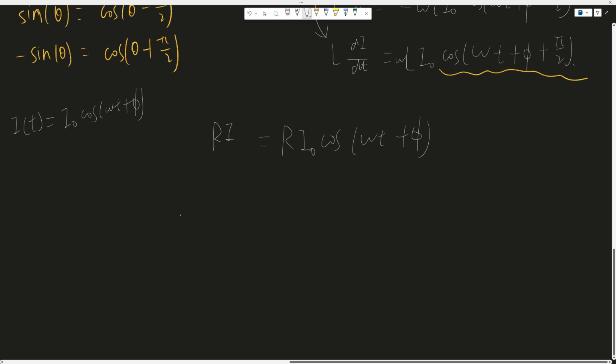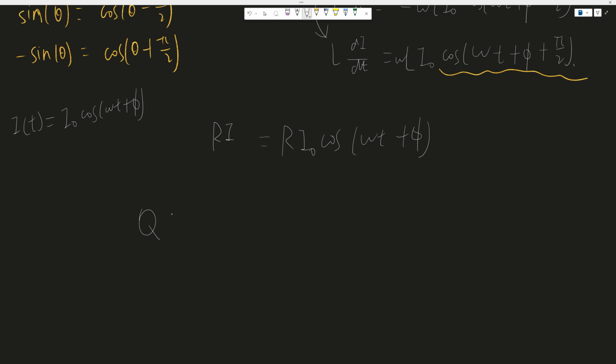What do we know about Q? Q, as we know it, represents charge. Its unit is coulombs. And so it is the integral of the current with respect to time. Why? Because current just measures how much charge flows through every second. And if we take the integral of that, we measure how much charge flows through every t time. And so that equals Q. Let's try to do that. So we have from 0 to t, I0 cosine omega t plus phi dt.